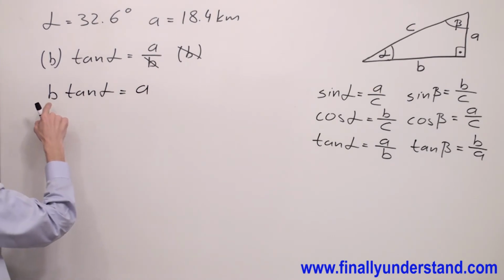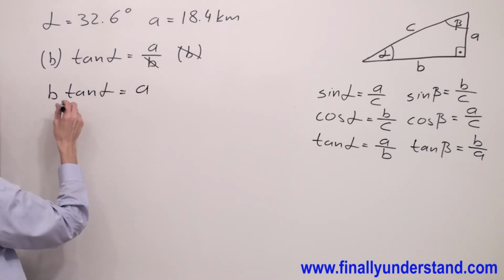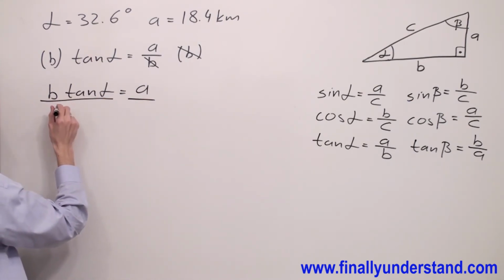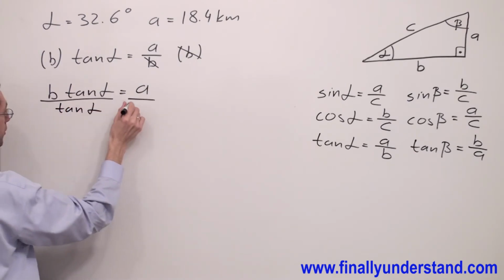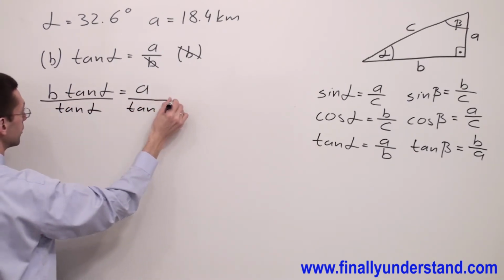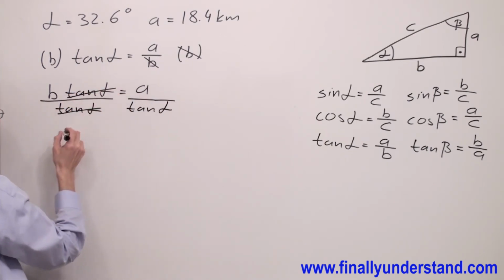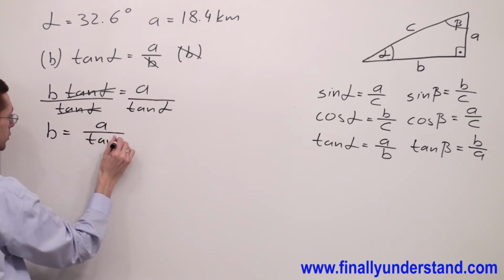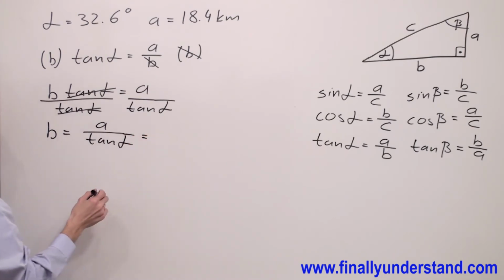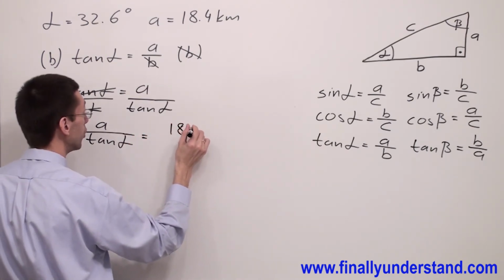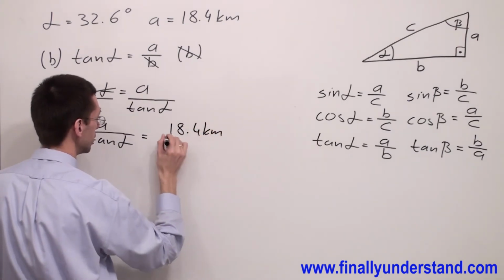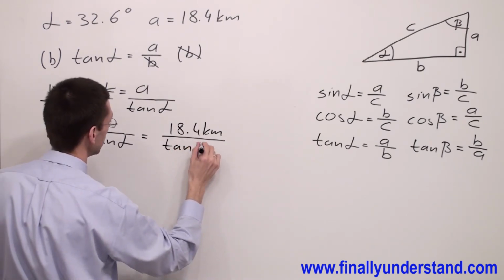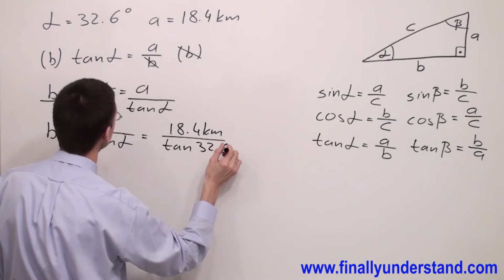In order to find B from this formula, I'm supposed to divide both sides of the formula or equation by tangent alpha. Tangent alpha and tangent alpha will cancel out, and we have B is equal A over tangent alpha, where A is equal 18.4 kilometers over tangent alpha, which is equal 32.6 degrees.